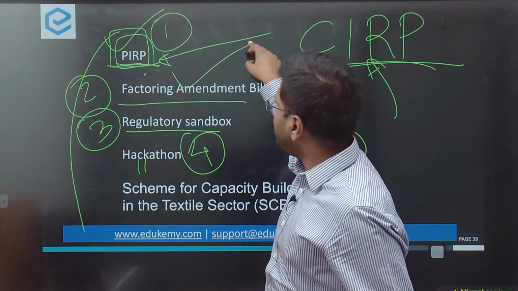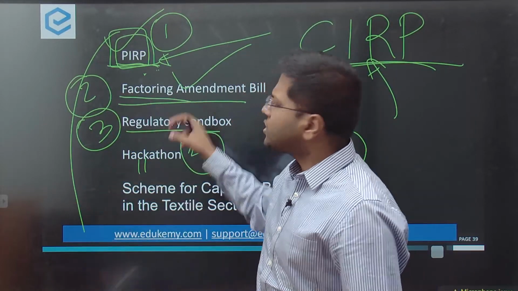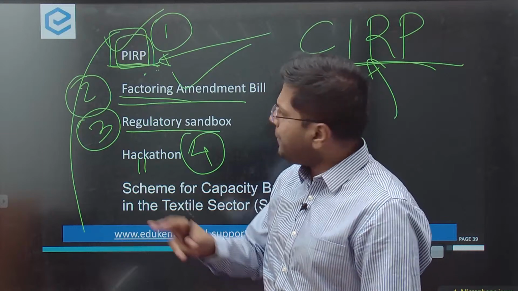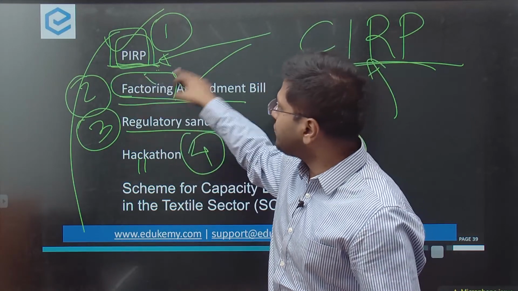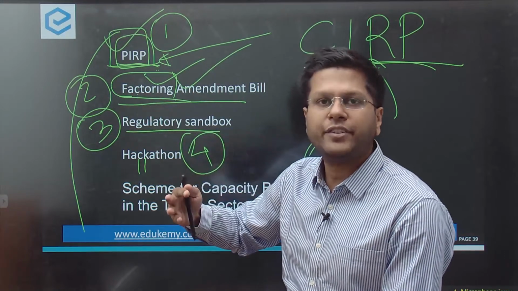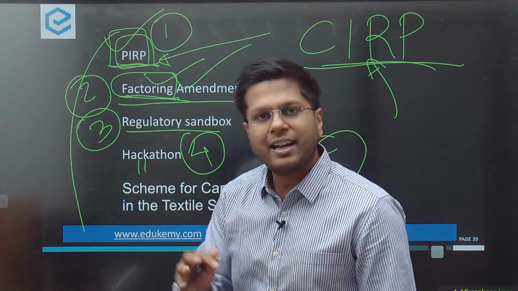Similarly, the factoring amendment bill. There was a change in the factoring amendment bill through which payments could be made smoother. Smoothing of payments for MSMEs was done. So factoring business is a completely different business. We have covered this completely in one update. In factoring business, there are quite a few parties.